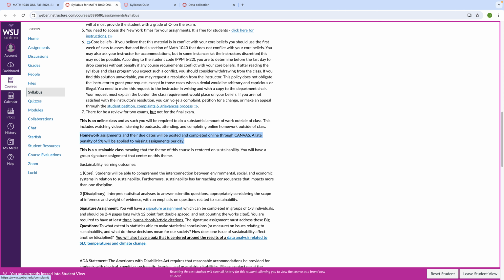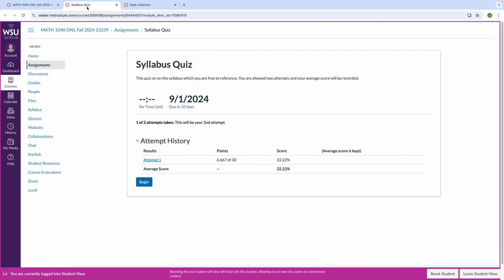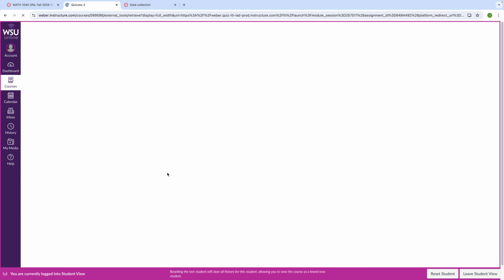Okay. So this was all on the syllabus. There's a corresponding syllabus quiz. So you see there's no time limit. It has this due date. You have 2 attempts, and you can see that it averages the score of these 2 attempts. Okay, so that was my first attempt. I'm not very good at taking quizzes, as you can see. Let's take my second attempt.